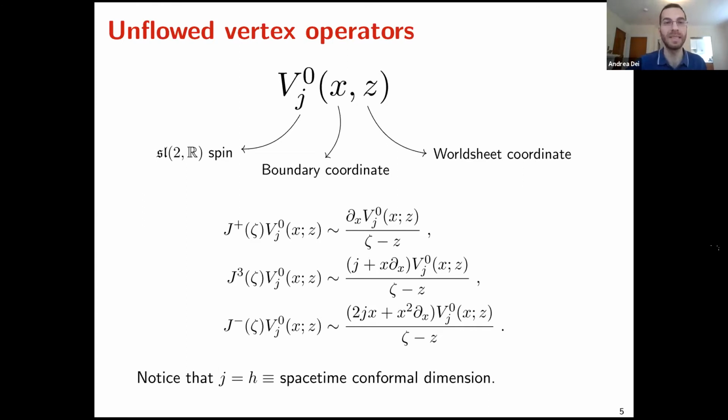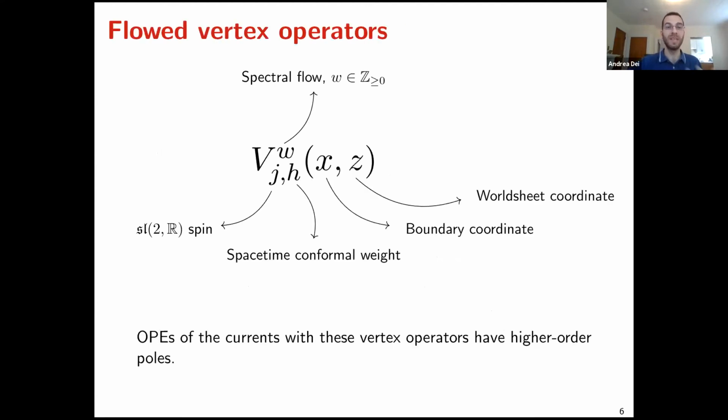Now, these are the well-studied correlators in the literature, but what does it change when we go to non-trivial spectral flow? So first of all, you see on top of this V, there is no longer a 0, but there is a W. So this labels the integer that tells you how many times the string is winding close to the insertion point. So it's a non-negative integer.